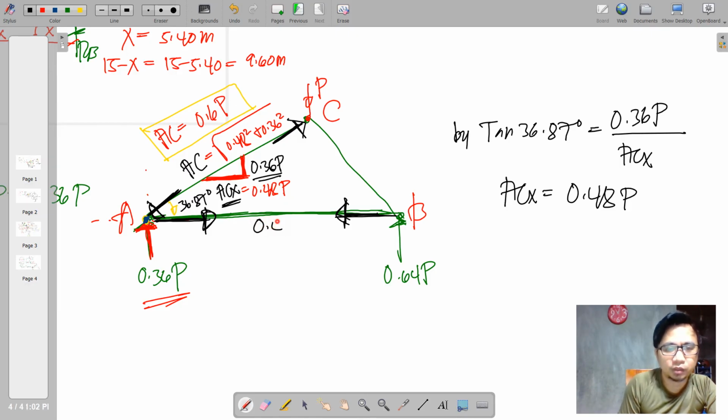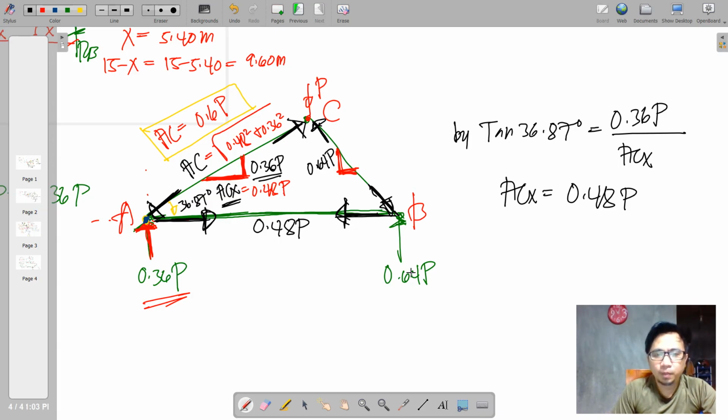So this should be equal to 0.48 of P. Okay, so we will do a similar procedure to this. So what is the balancing force here? Of course, this must be compressive in nature, so that the vertical here shall be equal to 0.64 of P.